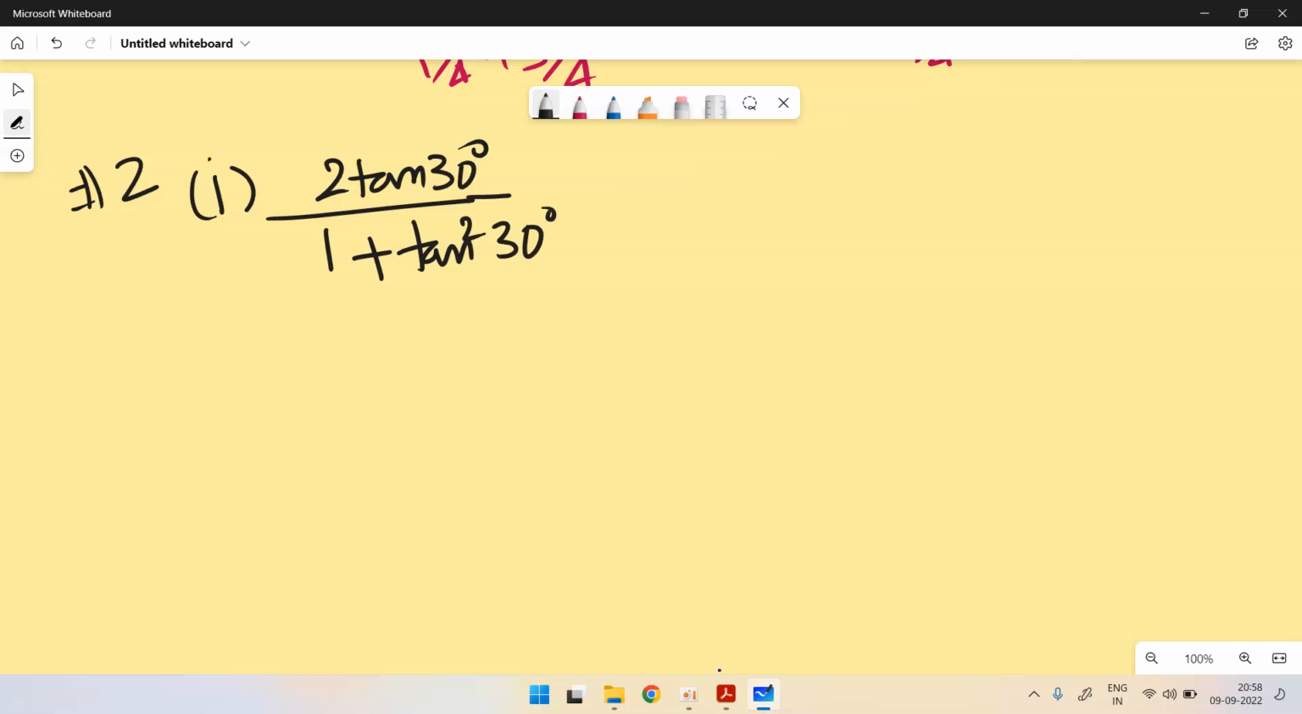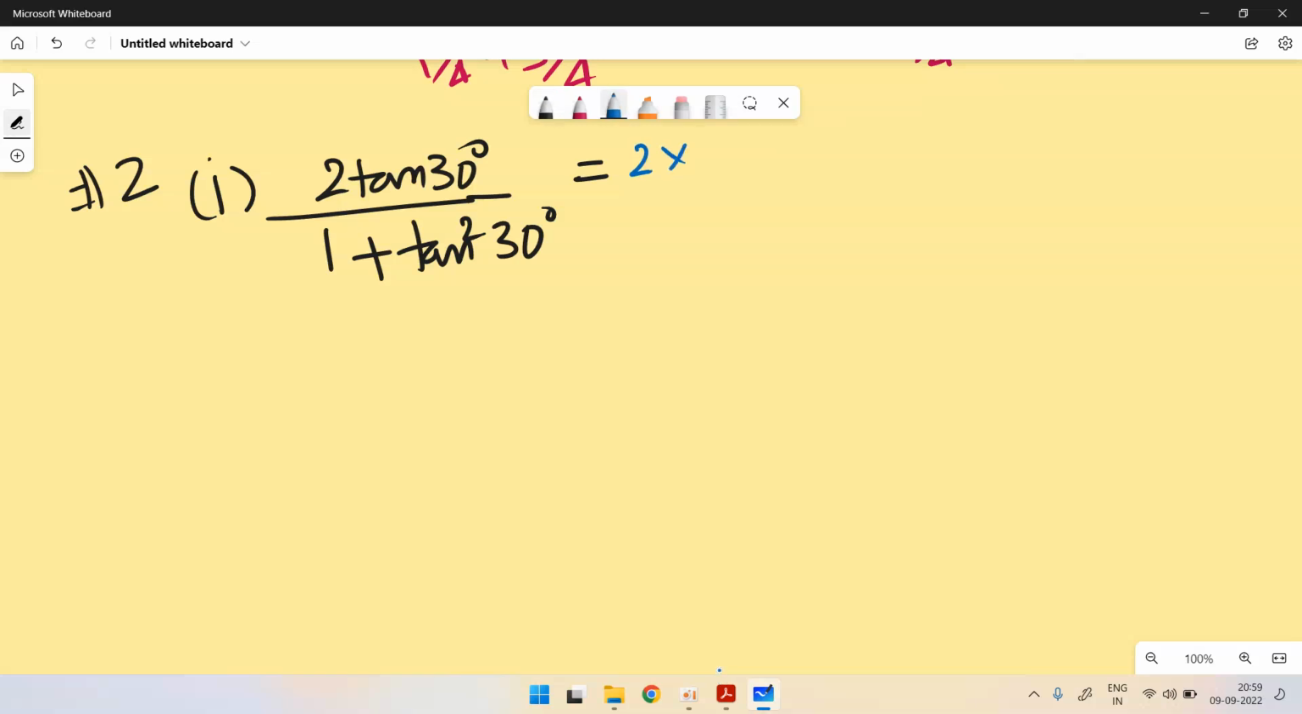I know this is my formula: 2 tan theta by 1 plus tan square theta. This will be in your 11th class, and this is tan of 2 theta, and theta is 30. So this is tan 60. Directly I know this, but it is not possible in class 10, so you need to calculate.